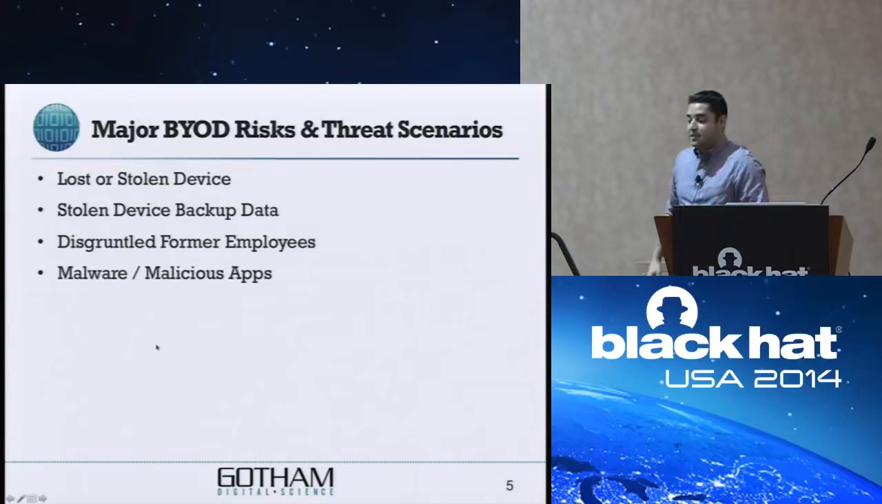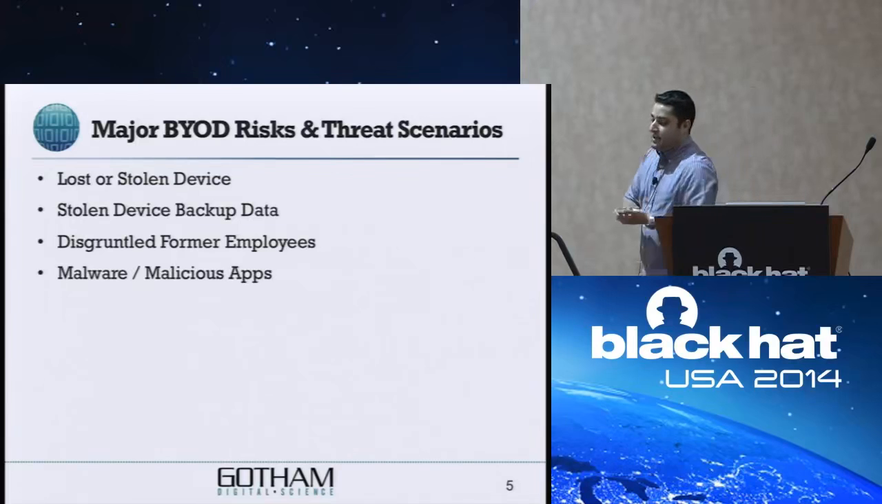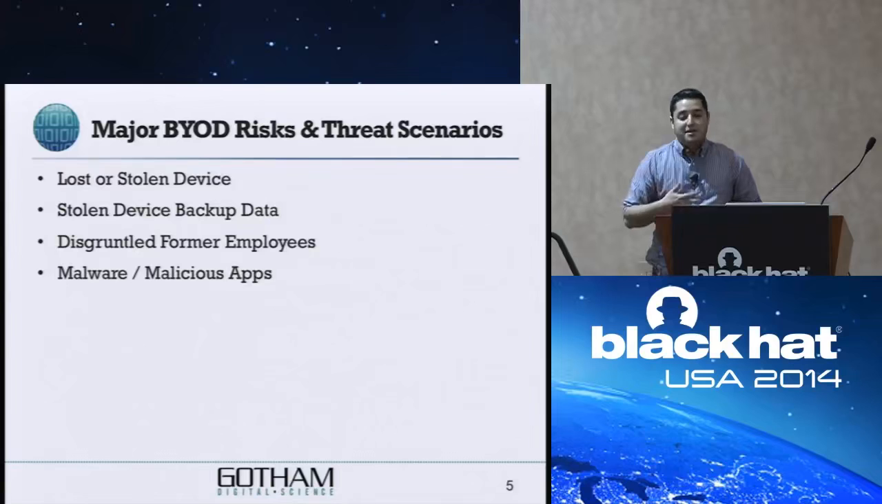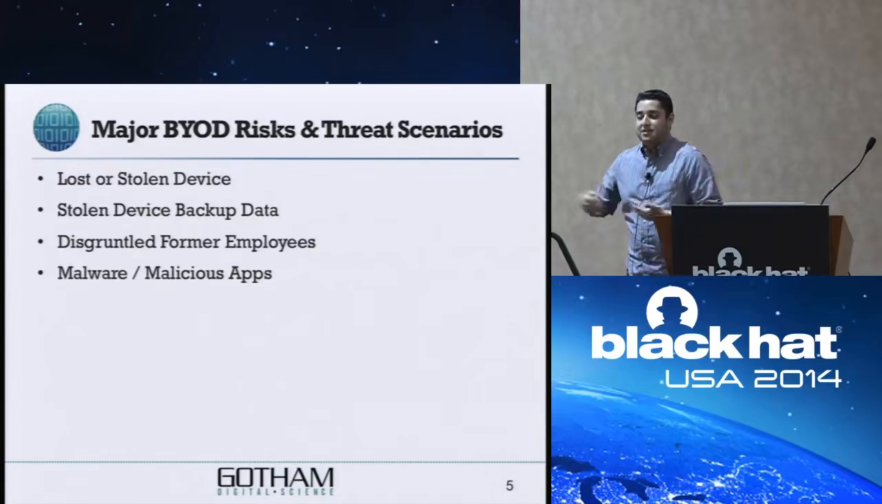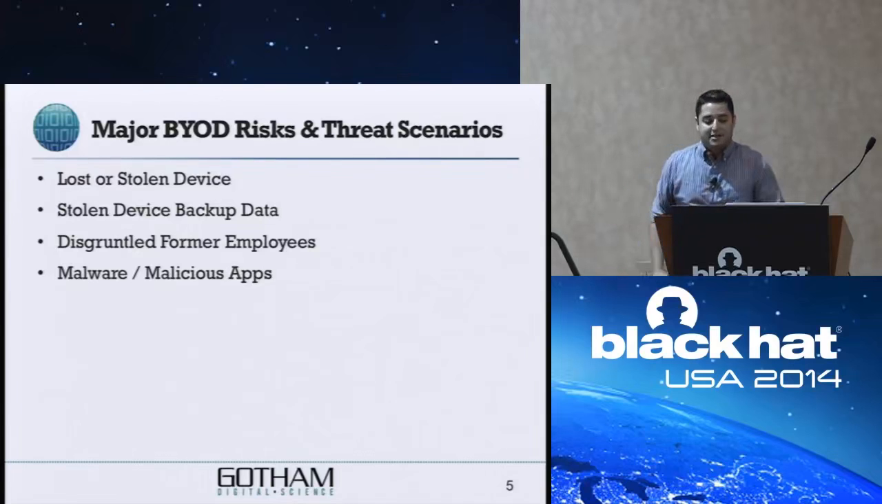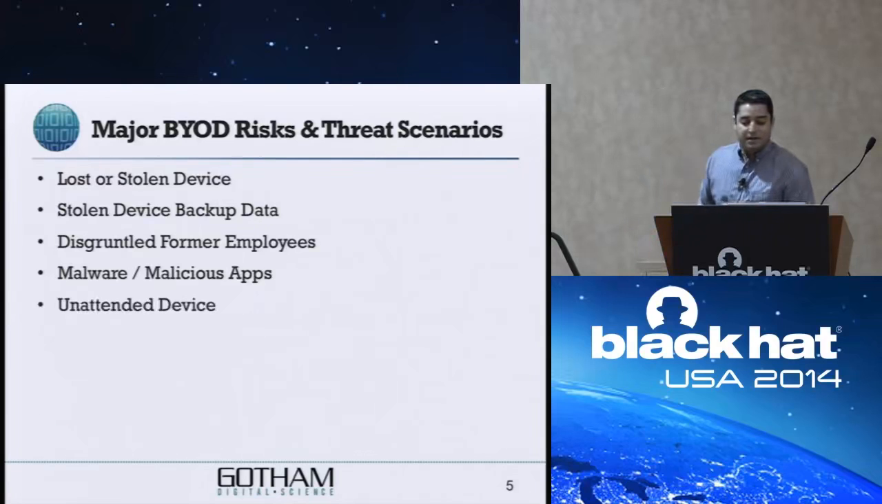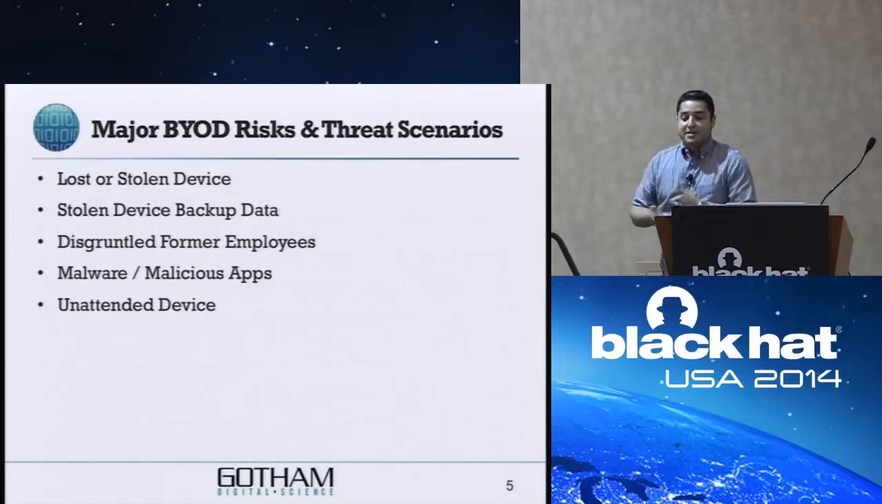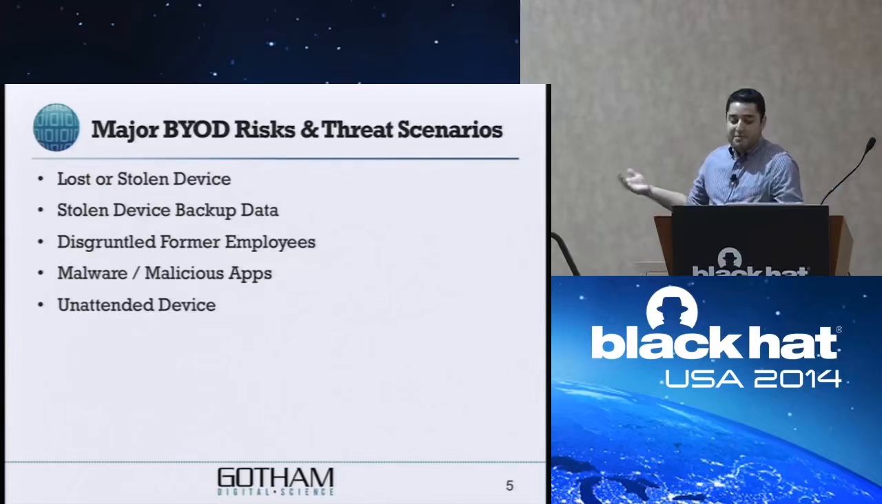Malware, malicious apps. It's your personal device. If I'm sideloading apps on my device or downloading stuff from the App Store, there should be no way for those applications to gain access to organization data. Unattended devices: you leave your phone there for a second, I decide to pick it up. There should be controls in place so that I'm not able to just open up the mail app or do whatever on your device. There should be things around to prevent that from happening.